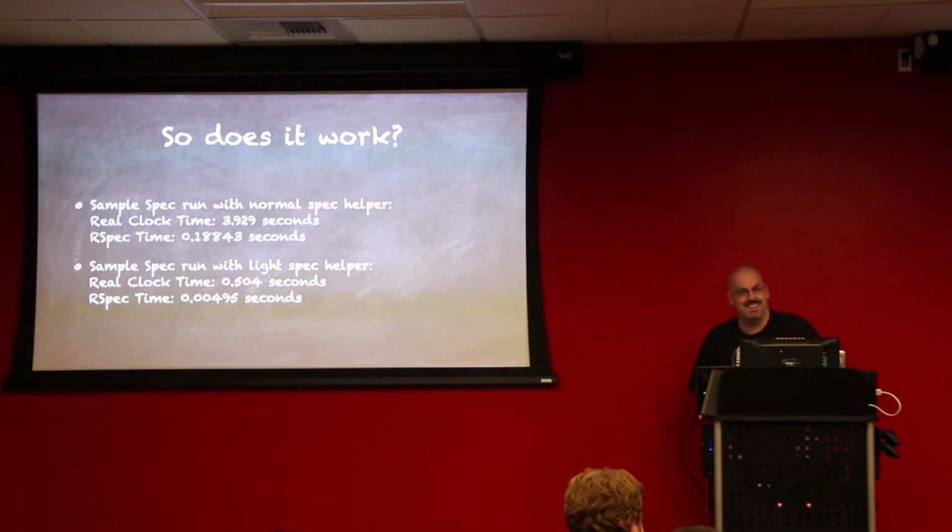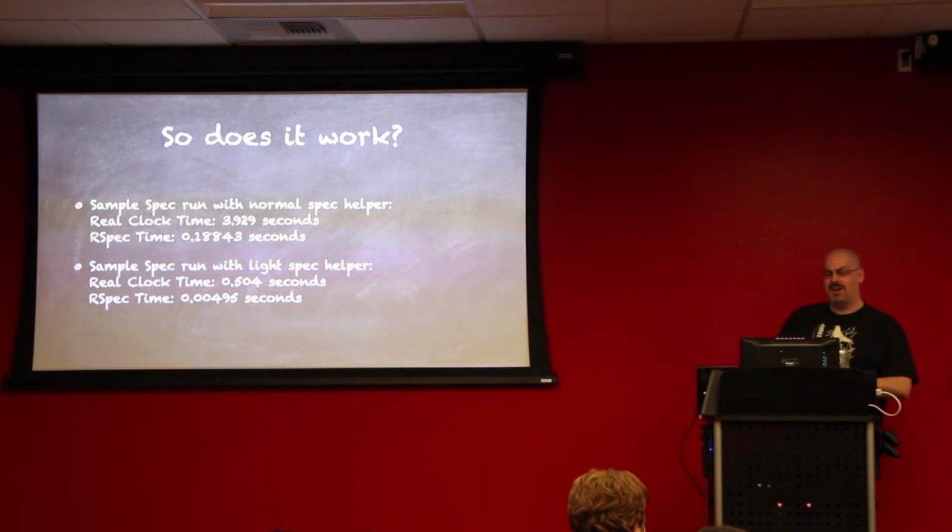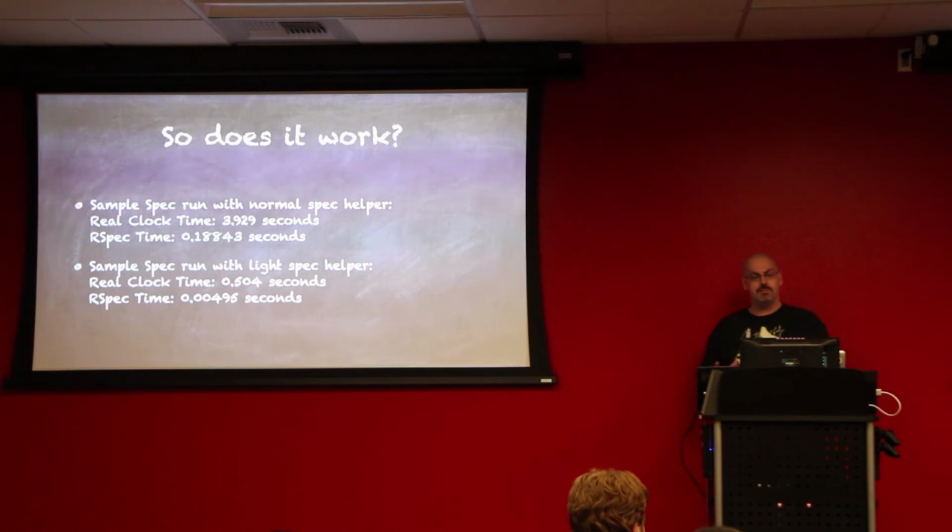So does it work? Is it worth doing all of this? I just grabbed a sample spec. It had about 4 tests in it, just to show what could happen here. But when I ran with a normal spec helper, the clock time was almost 4 seconds, and the RSpec reported time, which RSpec likes to kind of lie to you about how long things take. RSpec says how long it took to actually execute your tests, which has nothing to do with how long it took to spin everything up. And so that's why it's important to look at both the real clock time and the RSpec time. But the RSpec time was almost 0.2 seconds.